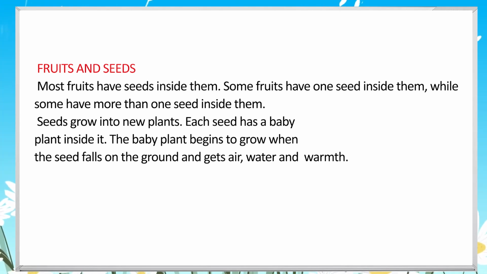Fruits and seeds. Most fruits have seeds inside them. Some fruits have one seed inside them, while some have more than one seed inside them. Seeds grow into new plants. Each seed has a baby plant inside it. The baby plant begins to grow when the seed falls on the ground and gets air, water and warmth.